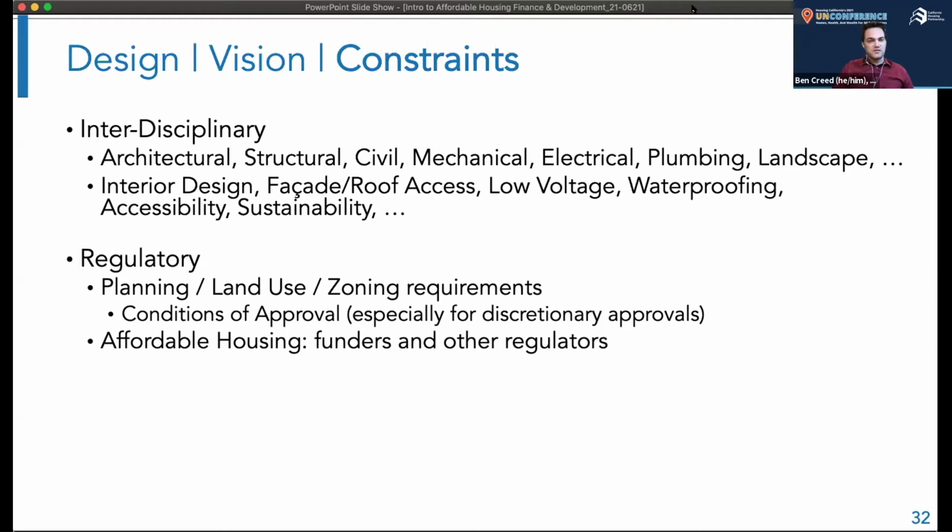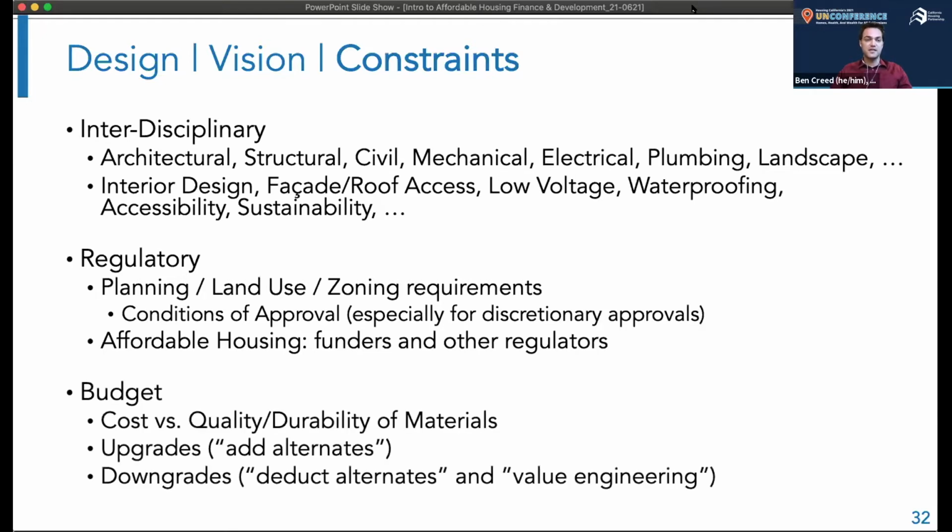There's a lot of regulatory constraints. We talked about the entitlements and the planning requirements that you're going to have to work within. But additionally, affordable housing just has a lot of funders and other regulators, most of whom will bring their own design standards that have to be complied with, in addition to the planning requirements and other building code considerations. And finally, budget. So all of this stuff is going to cost a lot.